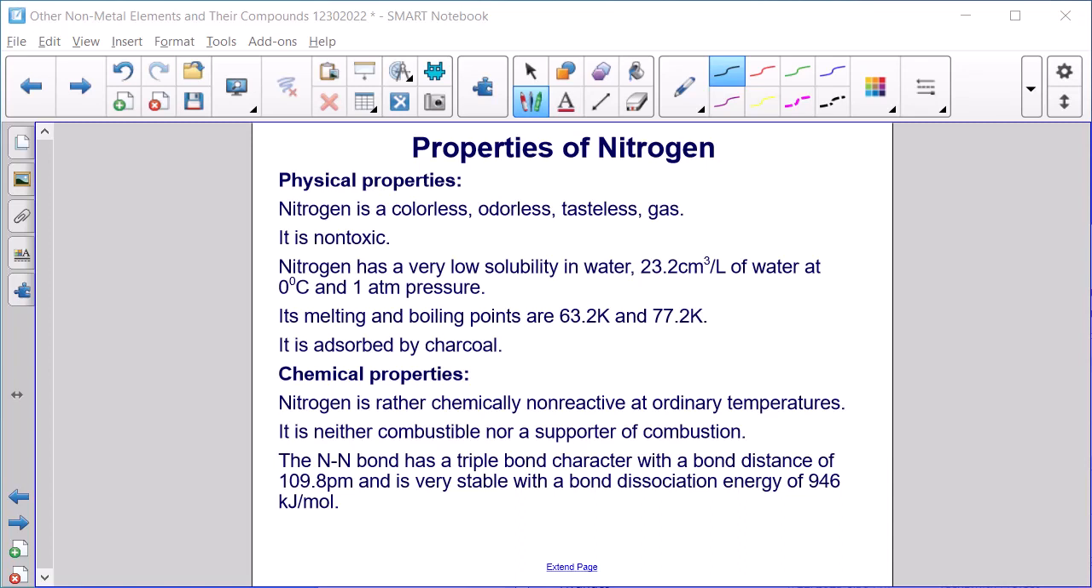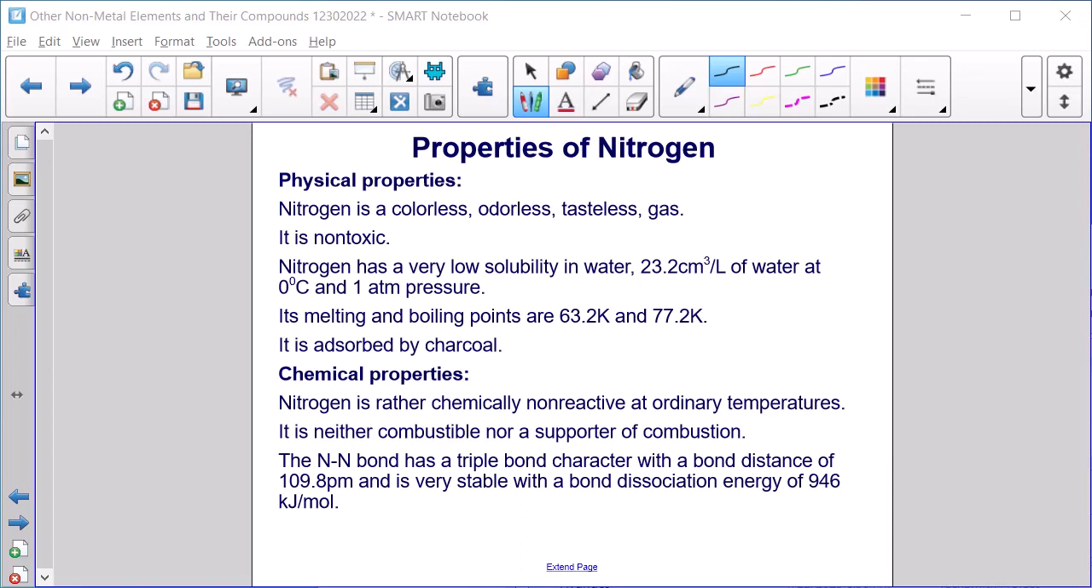Properties of nitrogen. Physical properties. Nitrogen is a colorless, odorless, tasteless gas. It is non-toxic. It has a very low solubility in water, at 23.2 cubic centimeters per liter of water at 0 degrees Celsius and 1 atmosphere. Its melting and boiling points are 63.2 and 77.2 Kelvin, and it is absorbed by charcoal.